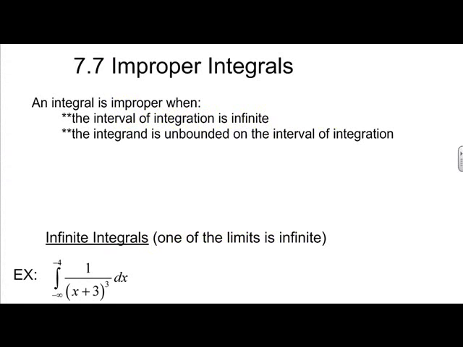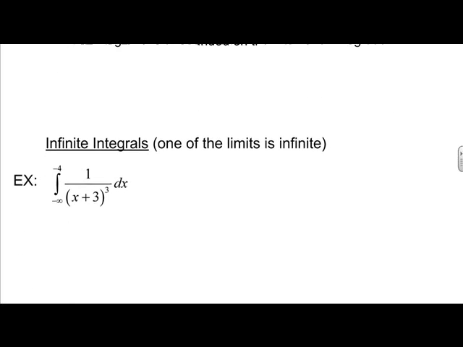With improper integrals, one way or the other, infinity is involved. The first type of improper integral that we're going to take a look at is one where the interval of integration is infinite. Either your lower limit is negative infinity, your upper limit is positive infinity, or it's possible that you're looking at an integral from negative infinity to positive infinity.